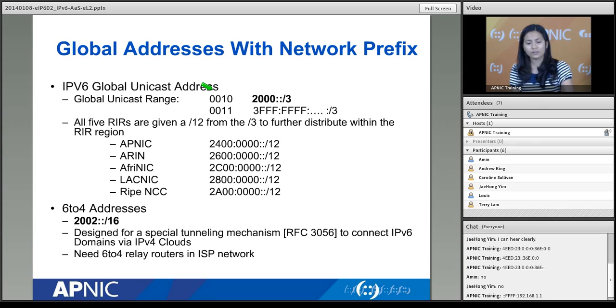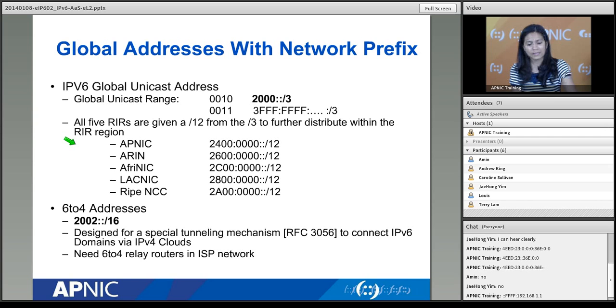Again, what defines this range is the prefix length of 3 here. So that's 001 and then all zeros, and then up to 001 and then all ones. So this is your actual range. You have 2000::/3 all the way up to 3FFF:FFFF, all of that is within the /3 as well. Okay, you already know this. All 5 of the RIRs were given a /12 from that /3, which gives us 506 /12s left still in the global IPv6 address pool. Okay, that is your global unicast address. You use that to assign to your publicly available interfaces.